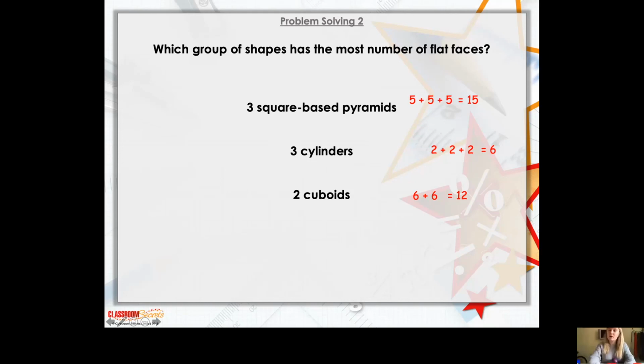So now it is your turn. You have some questions on your first worksheet, which is Year 2 Maths, 3rd of March, Resource 2. If you complete that worksheet first, and then you have some problem-solving questions on Resource 3, which are very similar to the ones we've just looked at together.